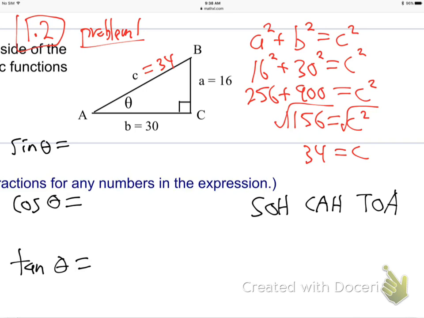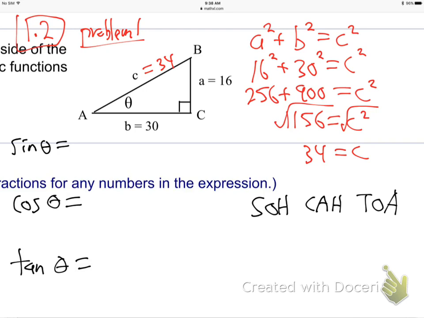Sohcahtoa, you can do whatever you want to help you memorize this, but there's a nice saying you might have heard before. What that stands for is the rule for sine, the rule for cosine, and the rule for tangent. The rule for sine is opposite over hypotenuse, the rule for cosine is adjacent over hypotenuse, and the rule for tangent is opposite over adjacent.